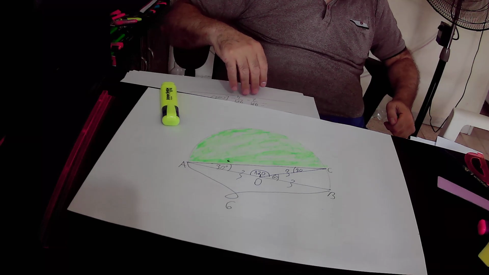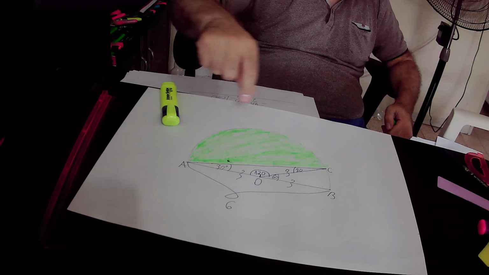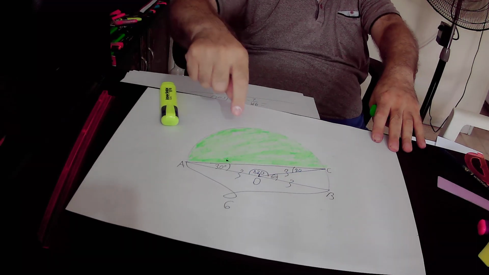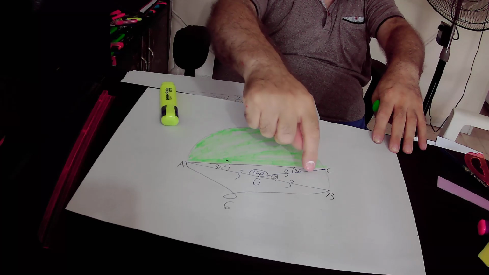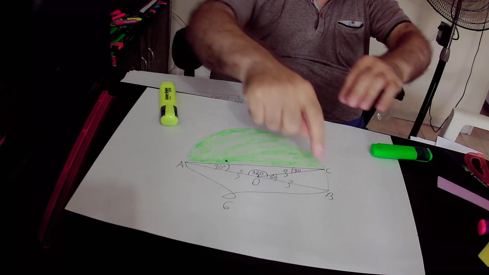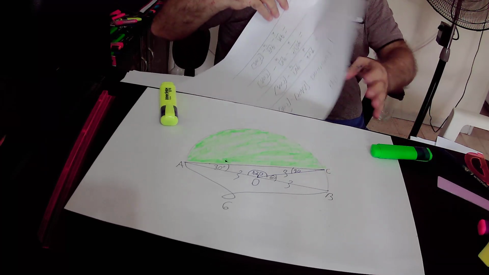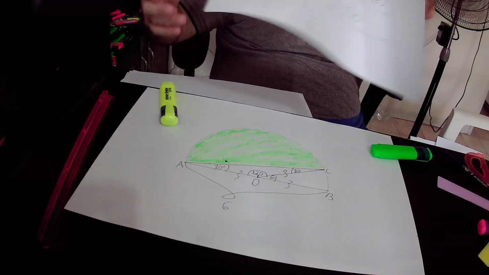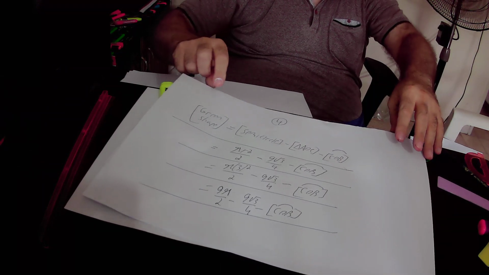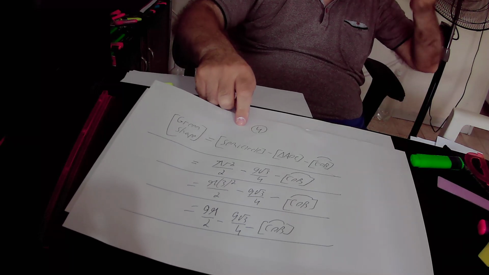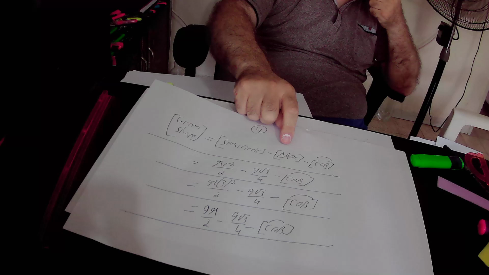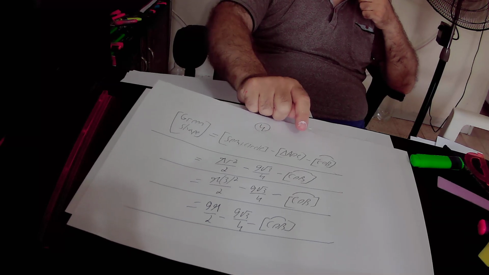According to the second method, the area of this green shape will be equal to the area of the semicircle minus the area of triangle AOC minus the area of sector BOC. I repeat again, according to the second method, the area of the green shape equals the area of the semicircle minus the area of triangle AOC minus the area of sector COB.